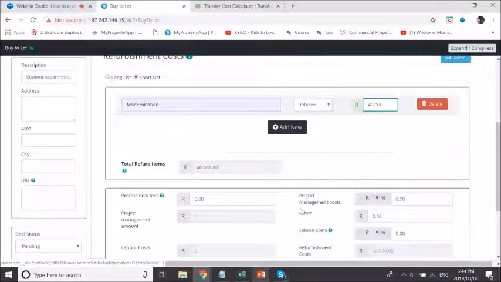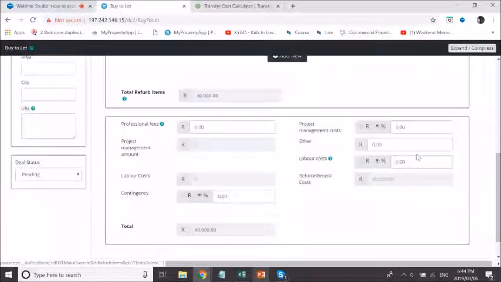Okay, so that's the transfer cost. There's also an extra section here at the bottom for provisions. If you're going to get some professional fees, maybe you're going to get an architect to come and do some work, or labor costs or contingencies. I usually like to put a 20% contingency here.